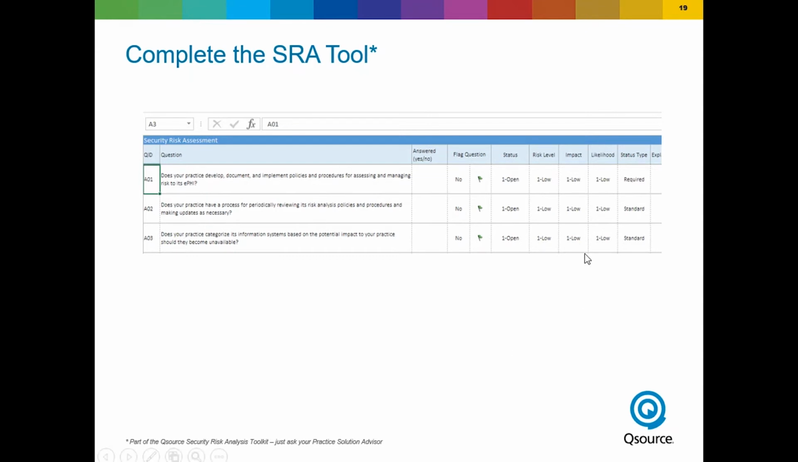The other thing is, some of these are required. So there's an area right here way off to the right, and it says status type. And the first one is required, the other two are standard. So they are standards. You still want to have those in place, but required, the first time you go through a risk assessment, anything that's required, you want to address that immediately.